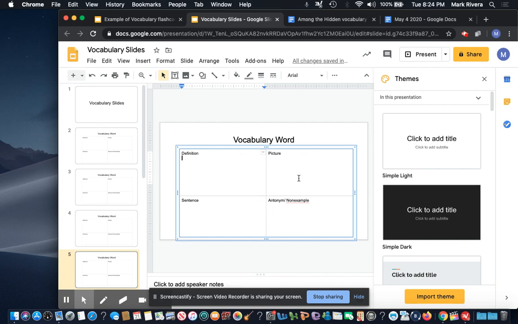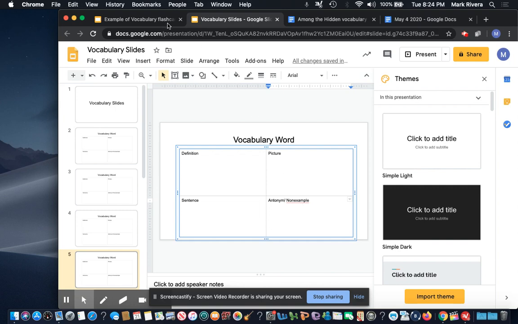In order to do that, you're going to use the internet to find pictures that represent that. This part here is where you're going to put the word being used in a sentence. And this part here is where you're going to find either words that are the opposite, which is an antonym, or something that is not an example of it. So it's something that is not what that word is. You're trying to find the closest thing that represents what that word isn't.